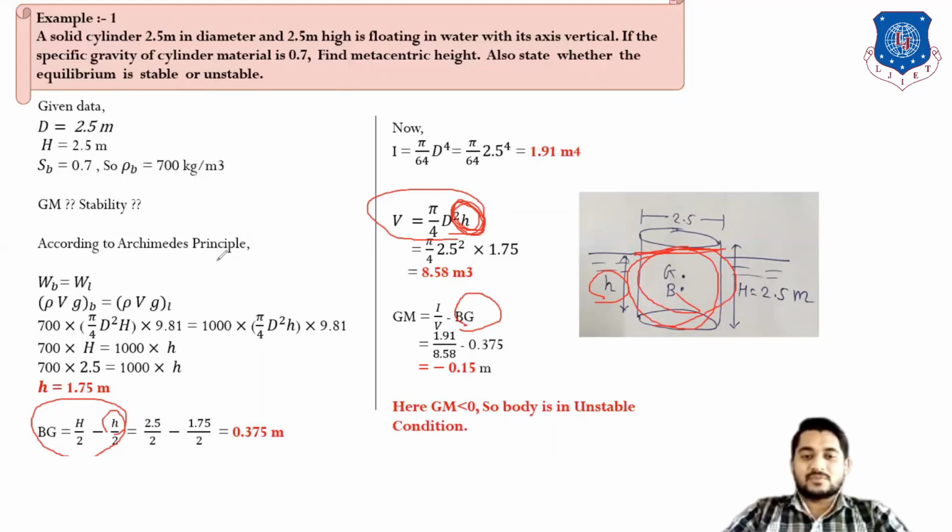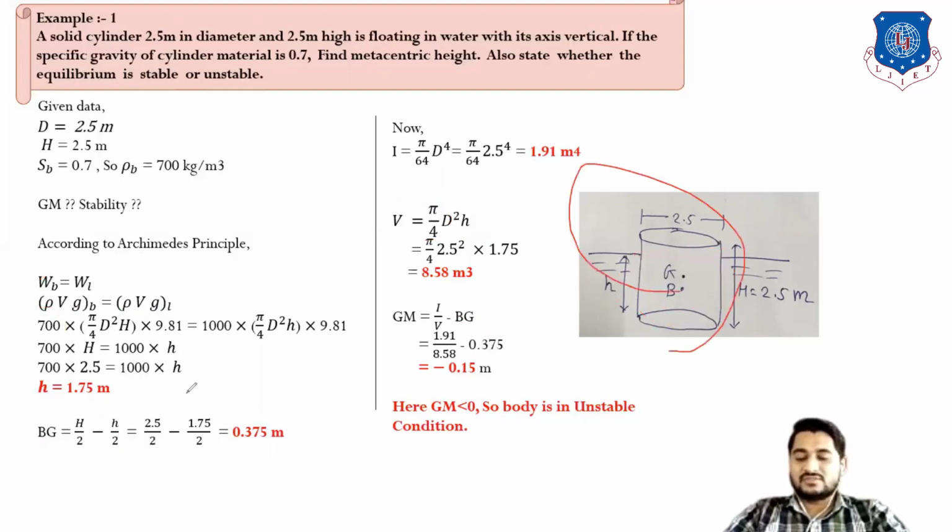According to Archimedes principle, the weight of the body is equal to the weight of the liquid displaced. Instead of weight, we can write rho Vg of the body is equal to rho Vg of the liquid displaced. Rho of the body is given 700. Volume of the whole body is pi by 4 d square into capital H, into g is 9.81, equal to rho of the liquid. In place of liquid, we have used water, so rho is equal to 1000. Volume of the liquid displaced: here the liquid is filled up to small h height, so pi by 4 d square into small h into g is 9.81.